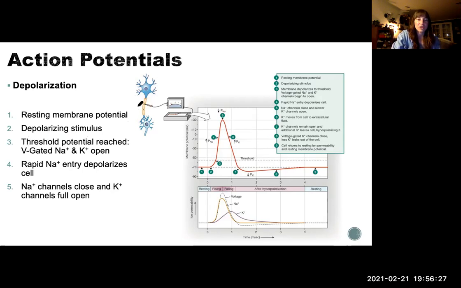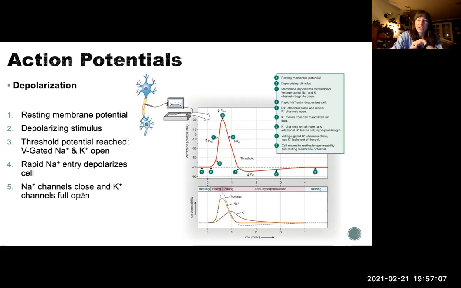So once that threshold is reached, those voltage gated sodium and potassium channels open, and sodium basically floods into the cell, right? Because sodium has that chemical gradient that it wants to go down. So it's going to flood as soon as those gates open. That sodium is going to rush right in because it wants to go down its concentration gradient, right? And that rapid sodium entry is going to depolarize the cell. So basically, to depolarize is to go from being positive on one side and negative on the other to being roughly the same on both. So once it's depolarized, you have the same charge on both sides of the membrane, right?